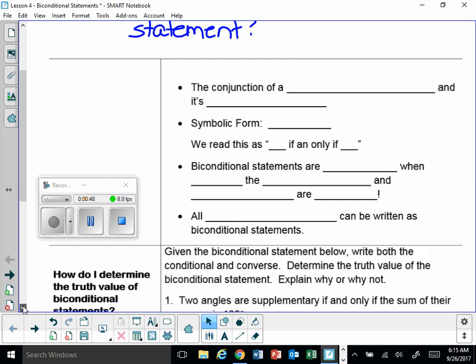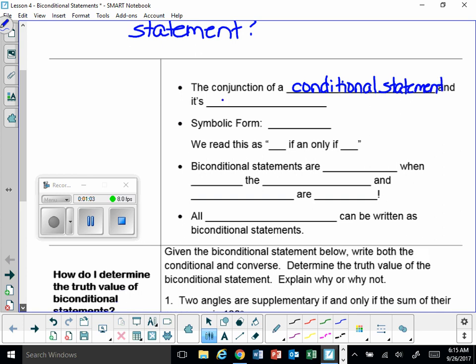In order to write a biconditional, it is the conjunction of a conditional statement and a converse. And we are talking about biconditional statements.